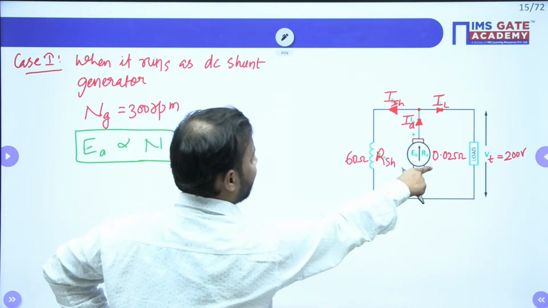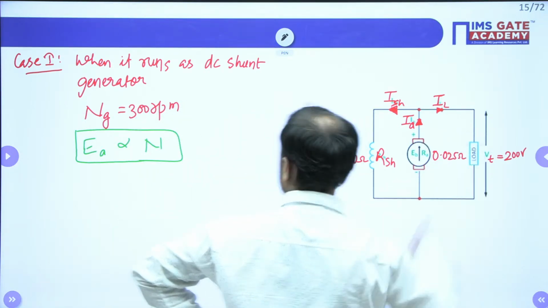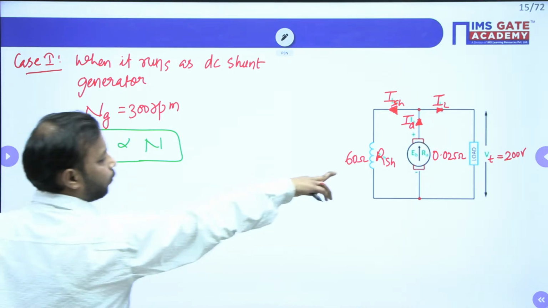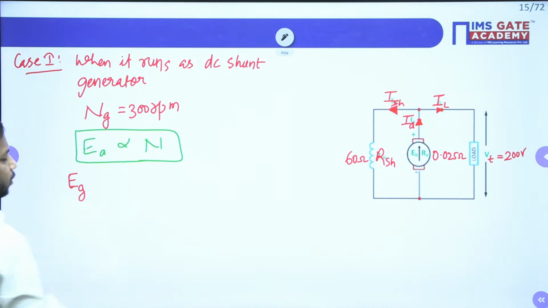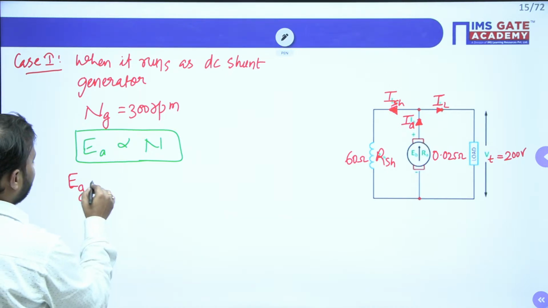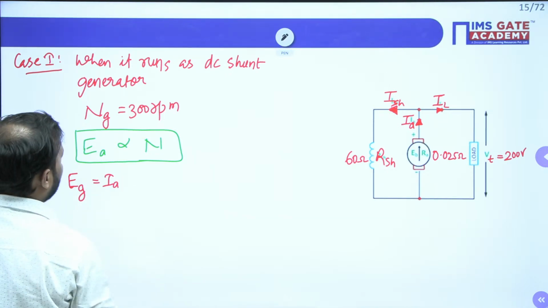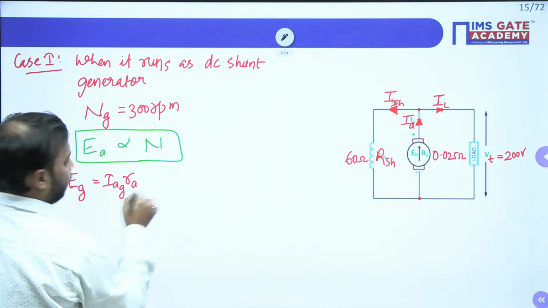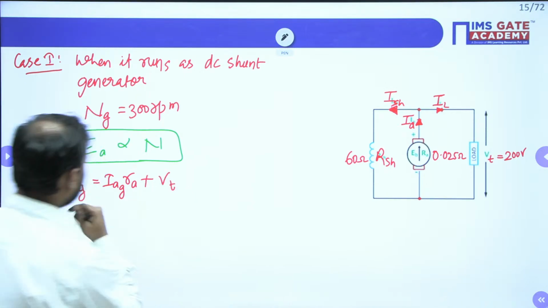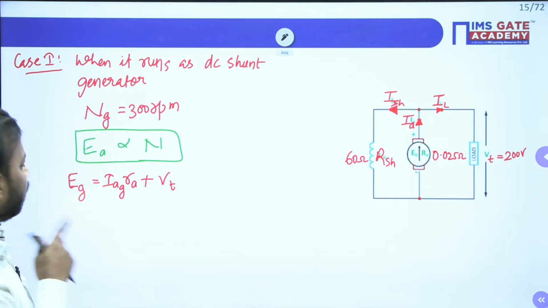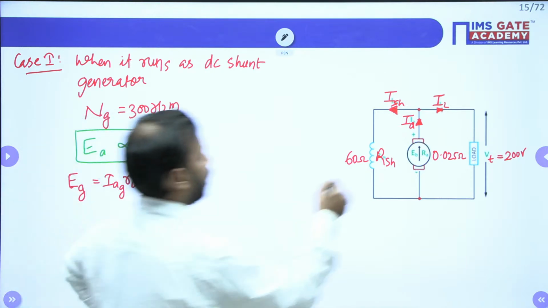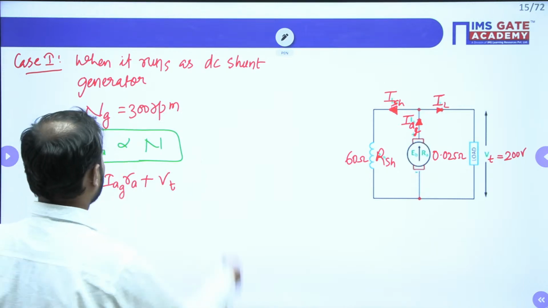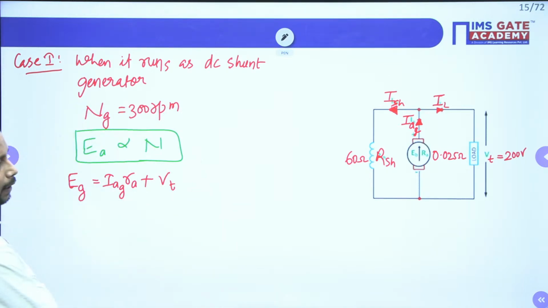So apply KVL here for the generator. Let me take EG, the EMF for the generator. This is equal to IAG RA plus VT. So here IAG, this current, is unknown. How to find this?